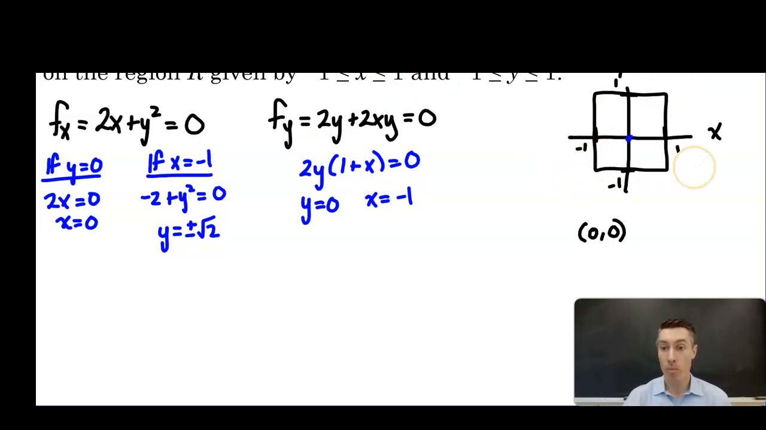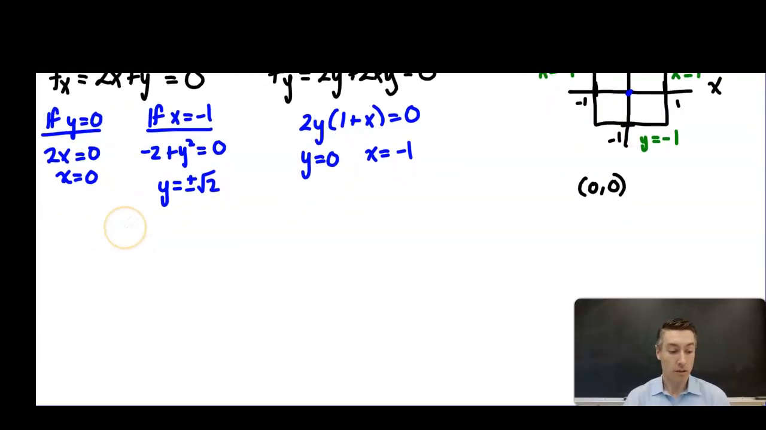Now we have 4 boundary curves. So we have x equals 1, x equals negative 1, y equals 1, y equals negative 1. We have to go along all 4 of those boundary curves.